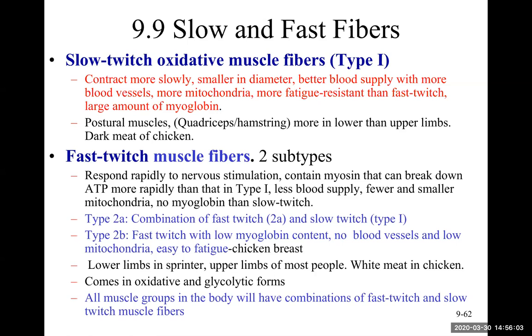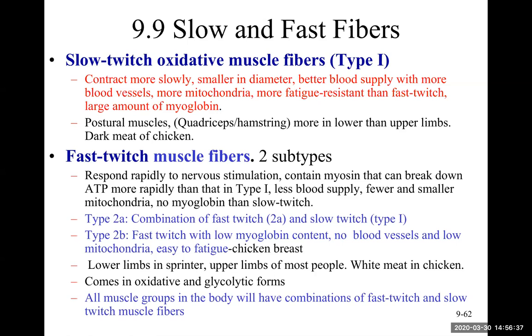But if you look at the chicken, the breast tissue has more of the classic fast twitch. That is our fast twitch 2B right here. The classic fast twitch fibers respond rapidly to nervous stimulation, so they contract right away, and contain myosin that breaks down ATP more rapidly, so they have more cycles. The bad news is they have less blood supply, fewer mitochondria, or no myoglobin.